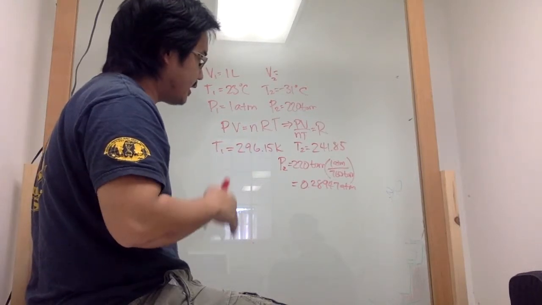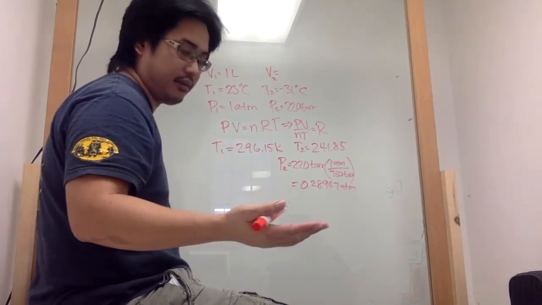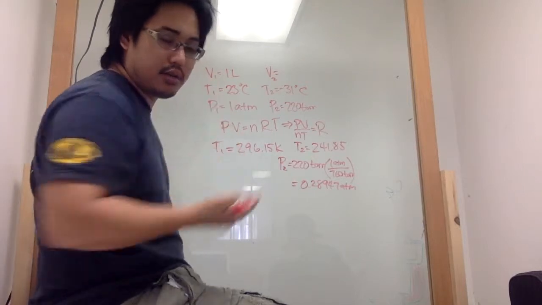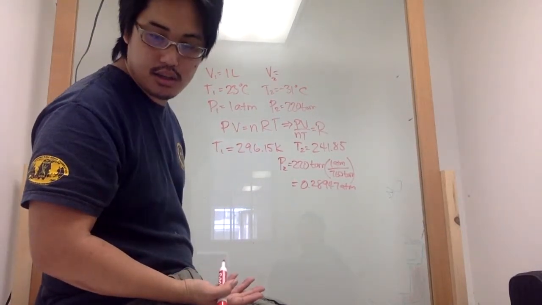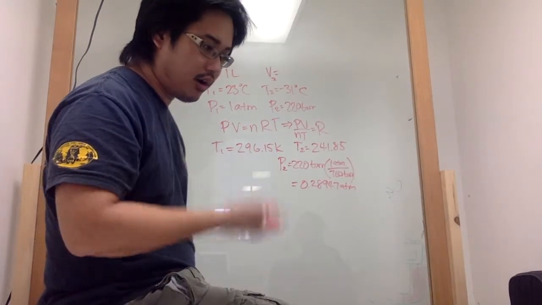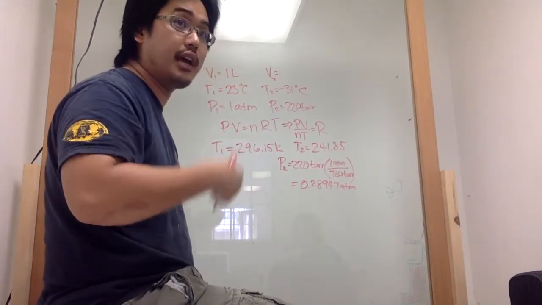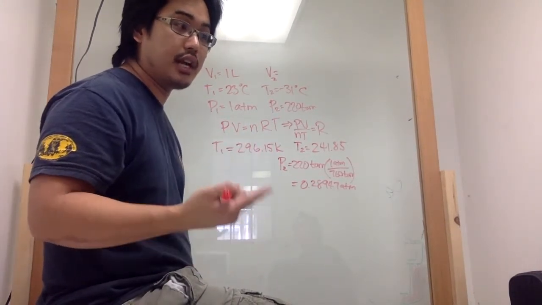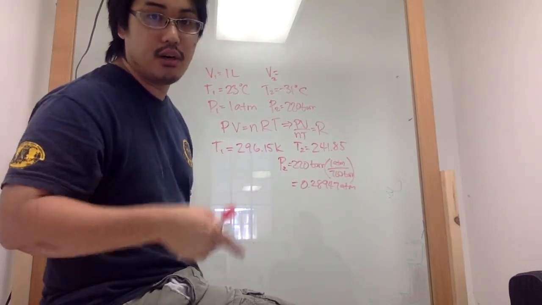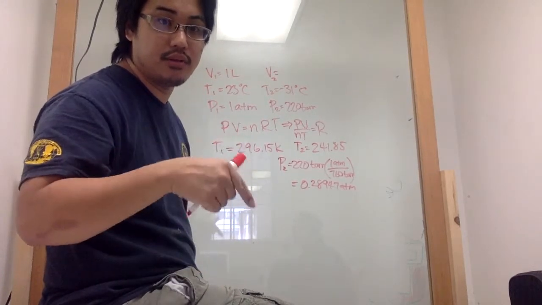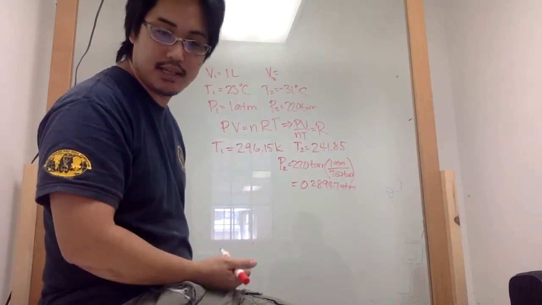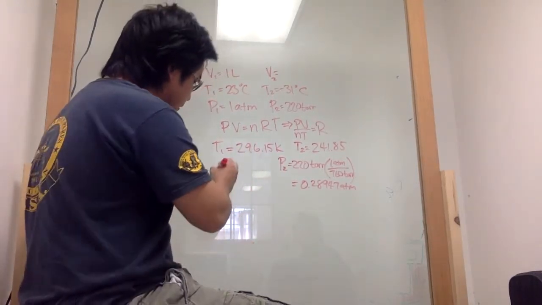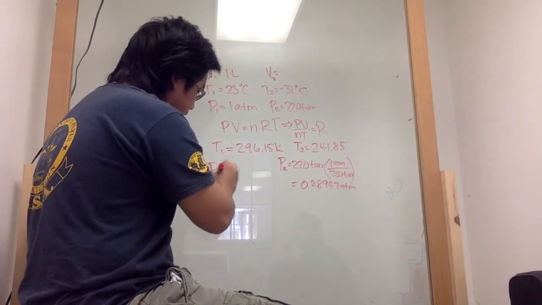Now here's the basic big thing behind the whole equation. You notice how you wrote down PV over nT equals R? If R is the same in situation 1 and in situation 2, then I could say P1 V1 over n1 T1 is equal to P2 V2 over n2 T2. Does that make sense to you? Yeah. Okay.